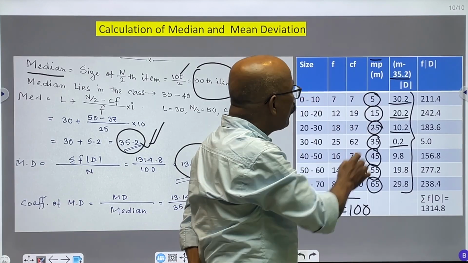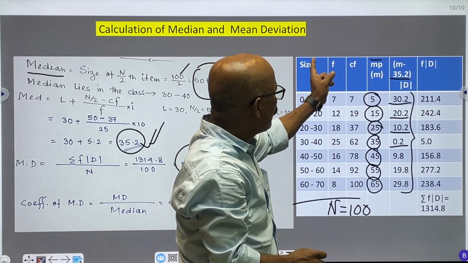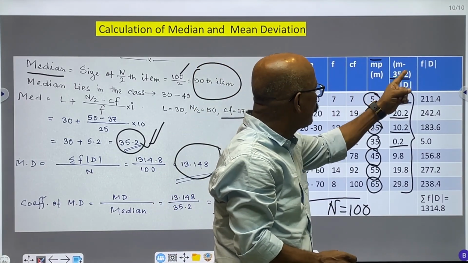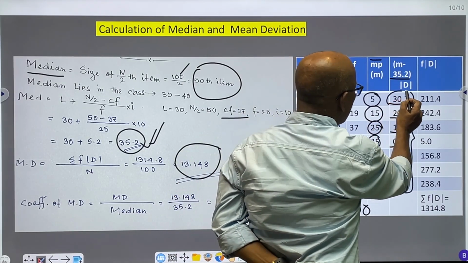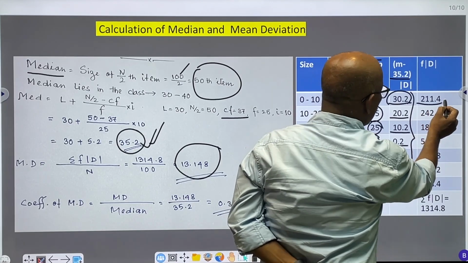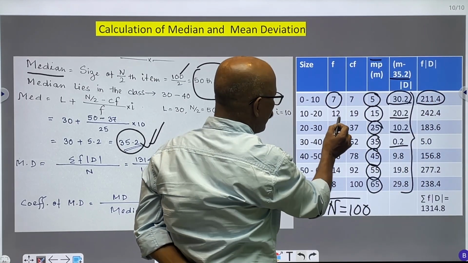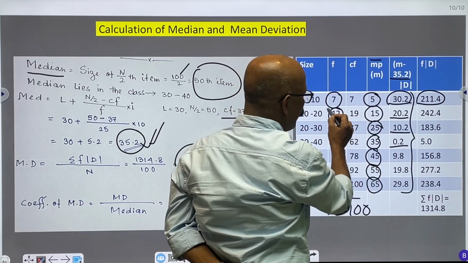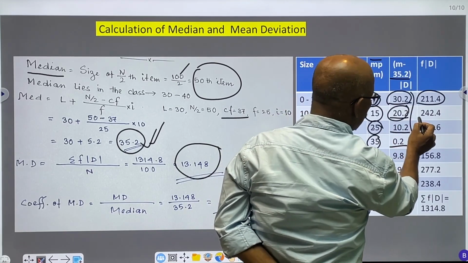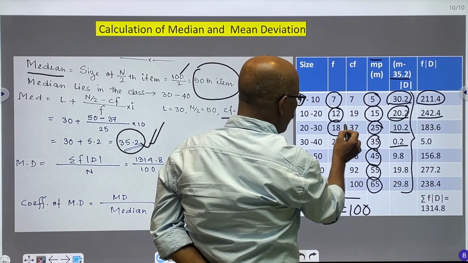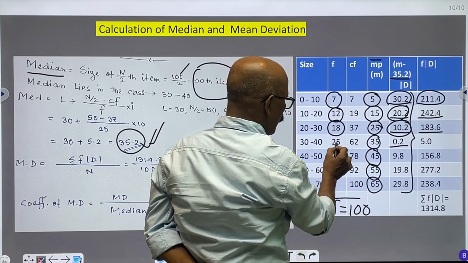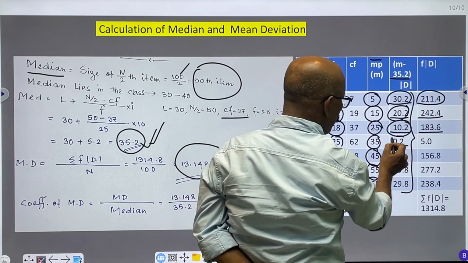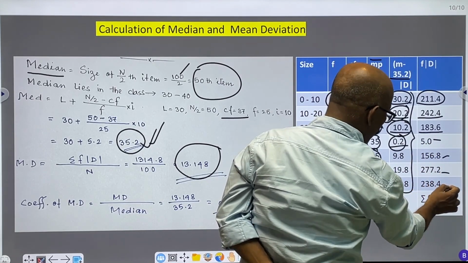Now when you multiply it with f, that means fd, that means f into d. Now you see, this is the value of f. 7 into 30.2 will be 211.4. Then 12 into this will be 242.4. Then 18 into this will be 183.6. 25 into 0.25, like that you will get all the values.